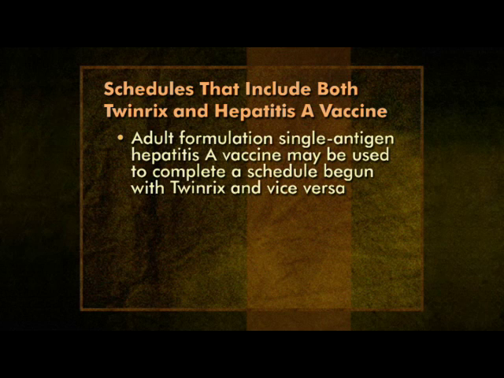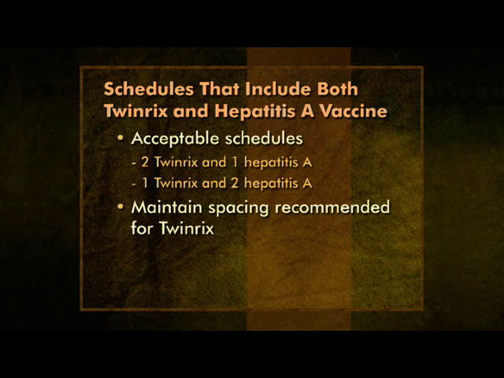Adult formulation single antigen hepatitis A vaccine may be used to complete a schedule begun with Twinrix and vice versa. However, interchanging the vaccines will still require a total of 3 doses. Schedules that include 2 doses of Twinrix can be completed with 1 dose of adult formulation hepatitis A vaccine. Schedules that include 1 dose of Twinrix must include 2 doses of adult formulation hepatitis A vaccine. The hepatitis A component of Twinrix is not counted since it is equivalent to half an adult dose.